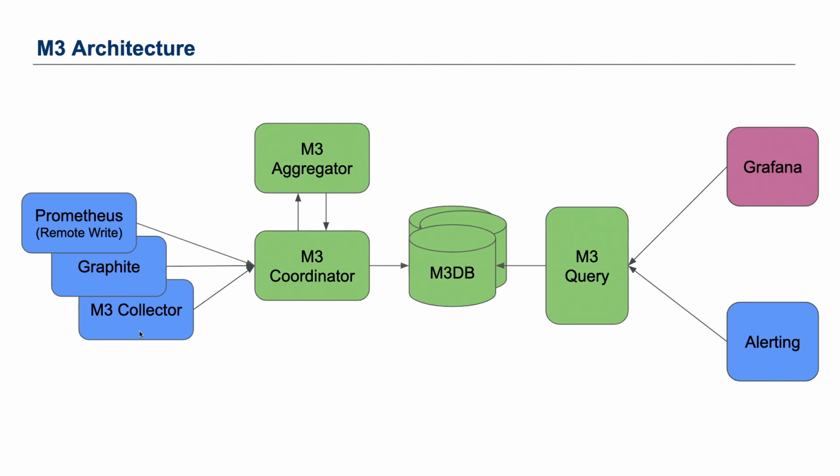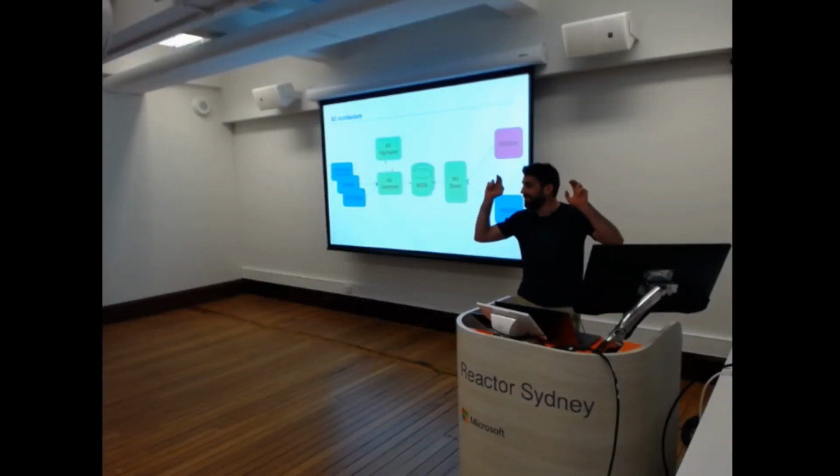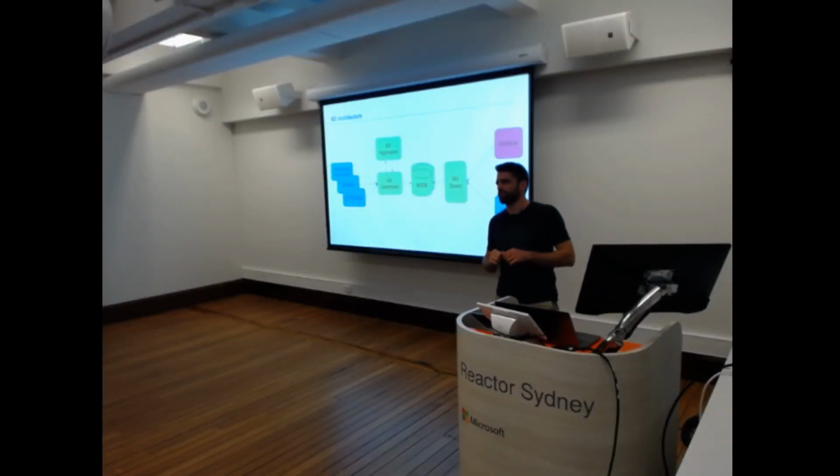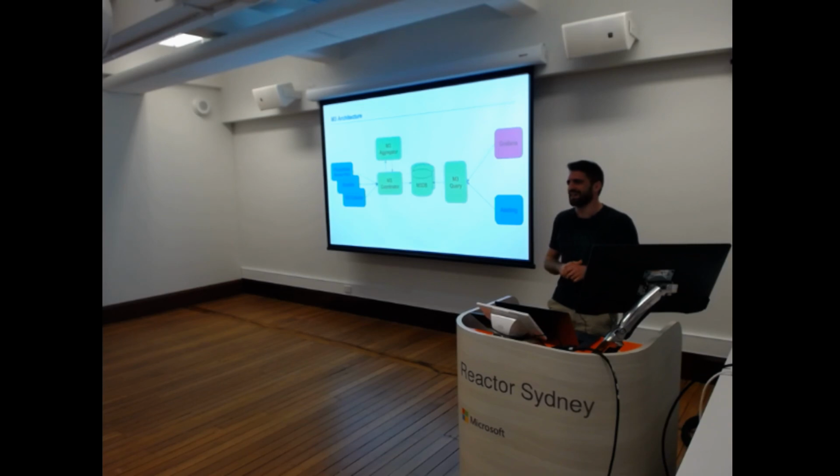And finally, there is a component called M3 query, and M3 query can be used as a remote read for Prometheus, but it can be also used as a Prometheus data source in Grafana. So since it has exactly the same API as Prometheus, you can use it in Grafana as a Prometheus data source. Now it has one other really cool feature. It has fan out queries, okay?